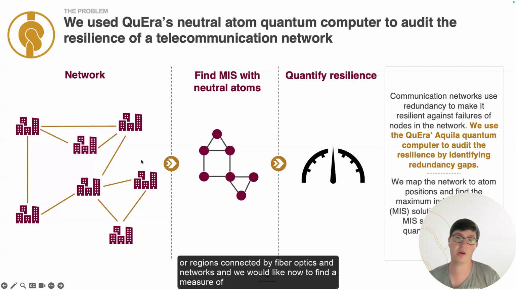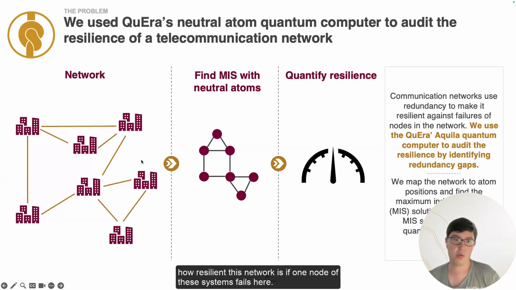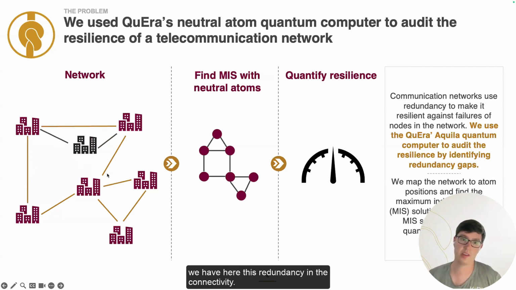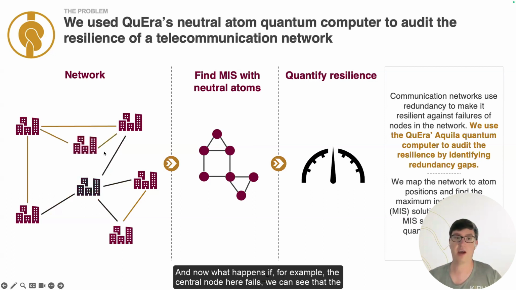And we would like now to find a measure of how resilient this network is if one node of these systems fails. So for example, if this node here in the middle and top fails, we can see that this network is still functioning because all other cities and nodes are still connected. So this network, in this kind of sense, is resilient against this failure because we have this redundancy in the connectivity. But now what happens if, for example, the central node here fails? We can see that the network would be split into two pieces because we do not have any redundancy here.